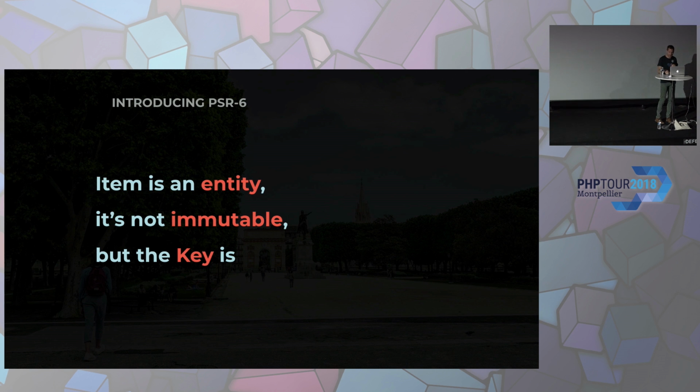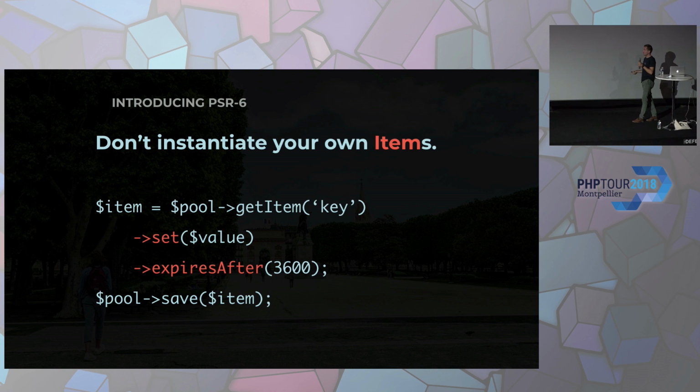So you should never create your own item objects. If you want to store something, you first get the item from the item pool, check if it's a hit or not, and then set the value and store it. Set the value, set the TTL, and then tell the pool to save it.